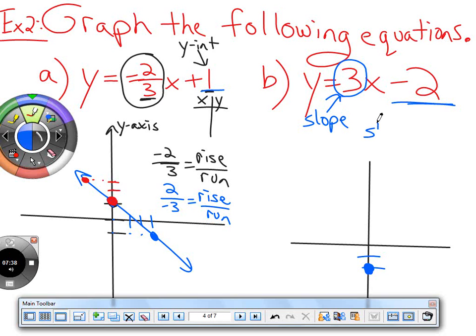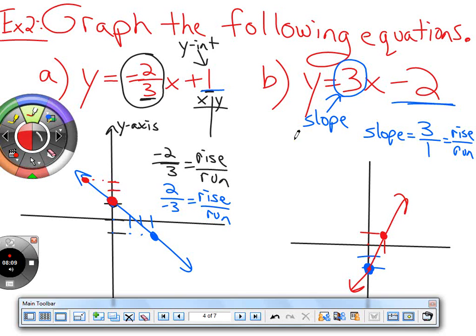So slope equals 3. But it's really helpful if you can always write your slope as a fraction so that you can tell how much your rise is and how much your run is. So we put it over 1, and that's our rise over our run. We start at negative 2, and our rise is 3. So from this point, we go 1, 2, 3. We run over 1 unit. We connect the dots. There's your line. That is absolutely the quickest way to graph lines.